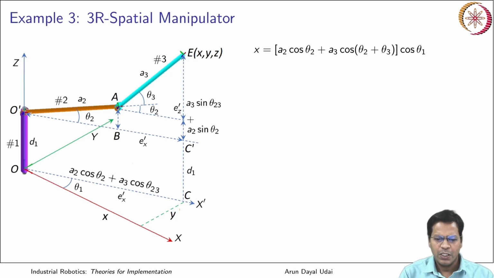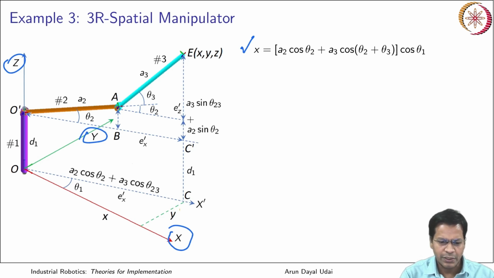Both are equally good. So you see X. Where is your X? This is your X. And Y is perpendicular to X and Z. So you have Y here, and this is your Z: the X, Y and Z axes. You see this contains the 2R subset. Where is it? This is link 2 and this is link 3.